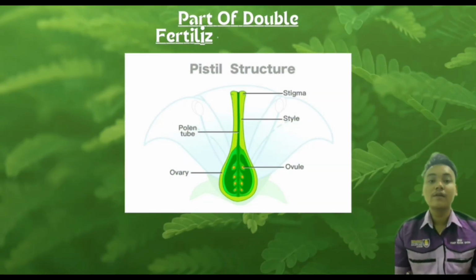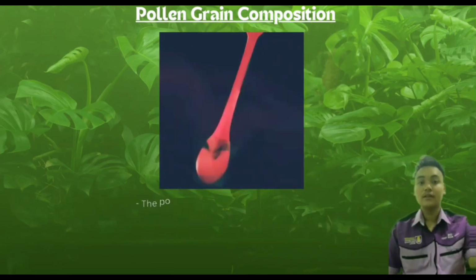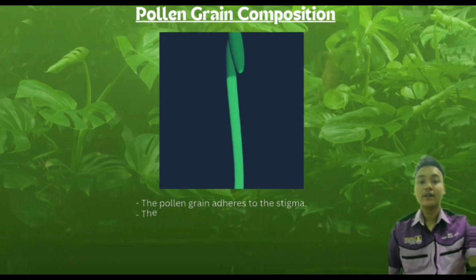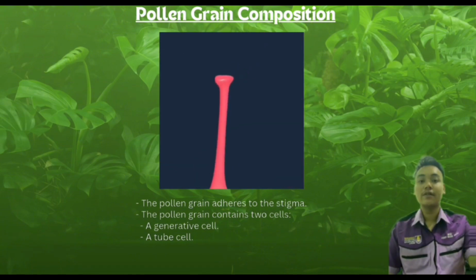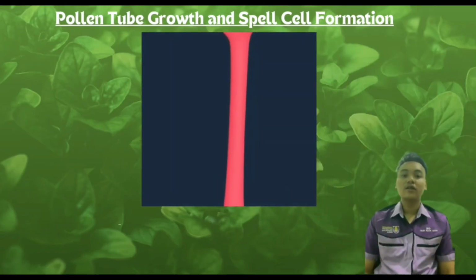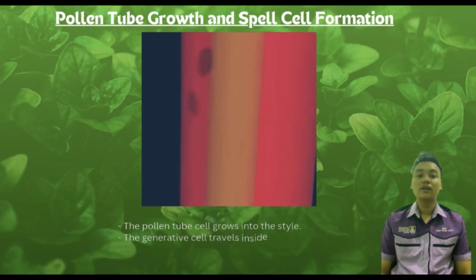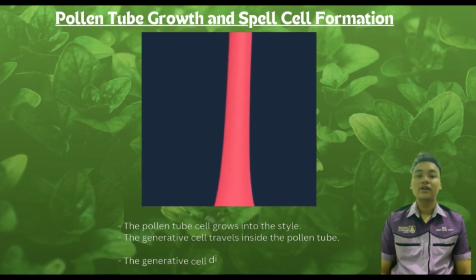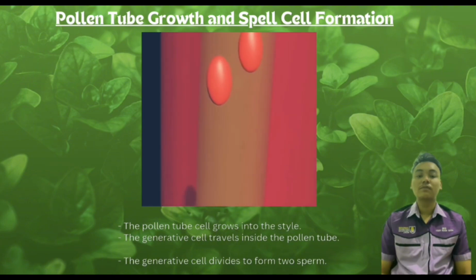Next, the place where the double fertilization process occurs is the pistil structure, which is the stigma, style, pollen tube, ovule and ovary. This is the process of double fertilization, starting with the pollen grain composition. The pollen grain adheres to the stigma, which contains two cells, a generative cell and a tube cell. The next process is pollen tube growth and sperm cell formation. Here, the pollen tube cell grows into the style. The generative cell travels inside the pollen tube. It divides to form two sperms.